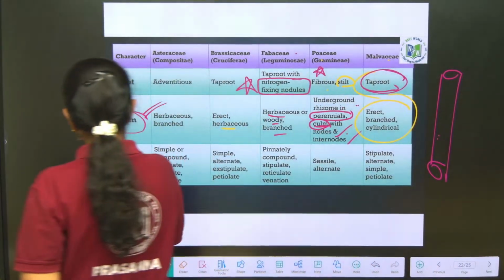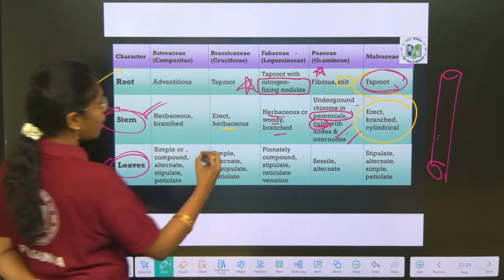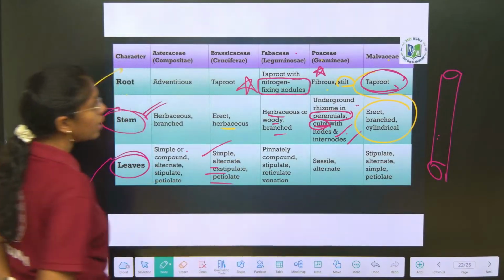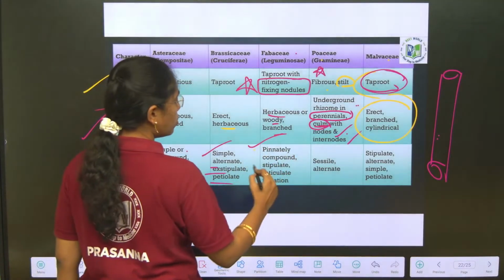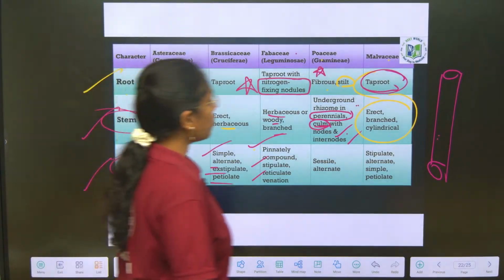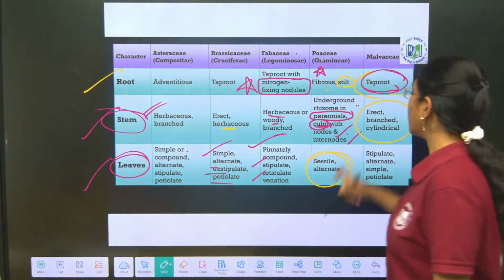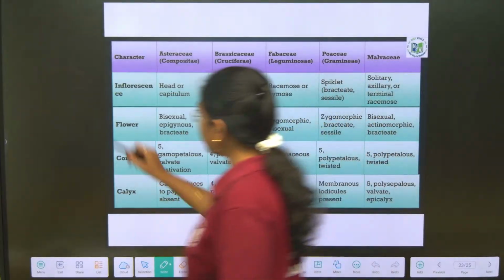Leaves, you observe, beta: simple, compound, alternate, stipulate and petiolate. Brassicaceae members, they have simple, alternate, exstipulate and petiolate. Fine. Next, Fabaceae members, pinnately compound, stipulate and it has what? Reticulate venation. Poaceae members, sessile and alternate. Malvaceae members, stipulate, alternate, simple and petiolate. Clear with vegetative characters? Any doubt anywhere? Yeah. Next with floral characters, highly important.